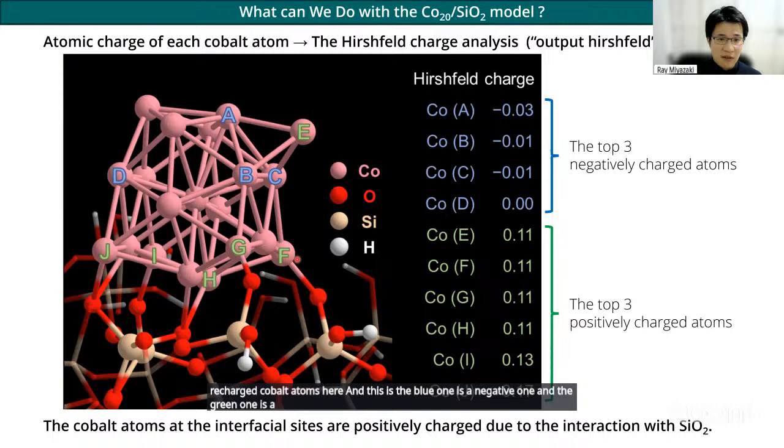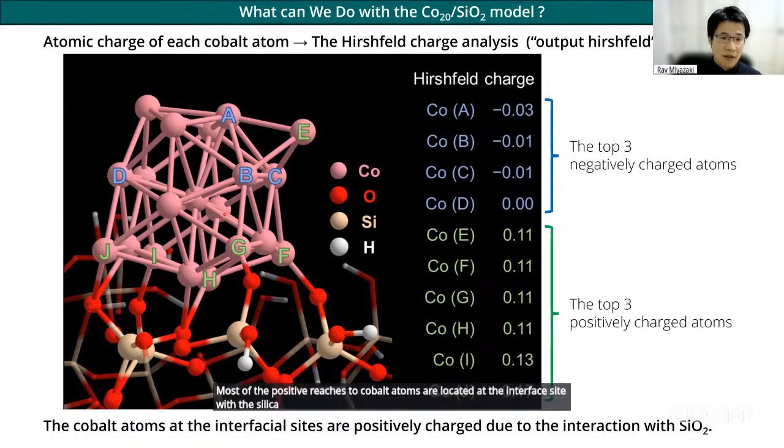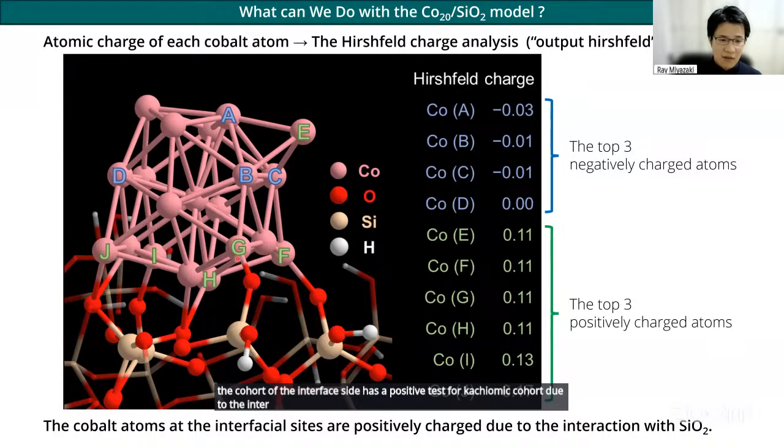As you can see here, most of the positively charged cobalt atoms are located at the interfacial site with the silica, but the negatively or neutrally charged cobalt atoms are located at the top layer of the cobalt cluster. That means the cobalt at the interfacial site has a positive charge, or is cationic cobalt, due to the interaction with the silica support. So we can get this kind of electronic structure information from these calculations.